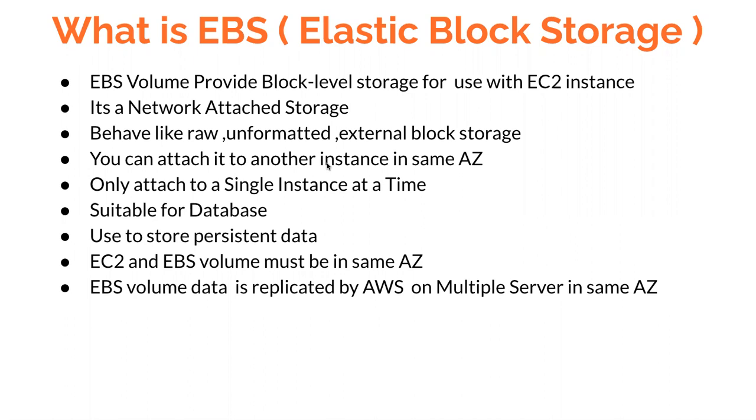For EC2, the EBS volume must be in the same availability zone. That means you can only access your EBS volume within the same availability zone, and EBS volume data is replicated by AWS on multiple servers in the same availability zone. That means it's a replicated service by AWS. It creates multiple replicas of your EBS volume on multiple servers in the same availability zone.